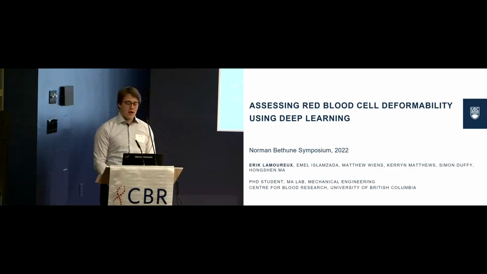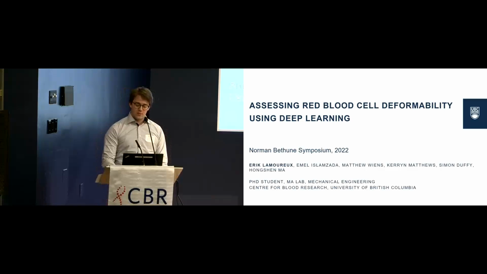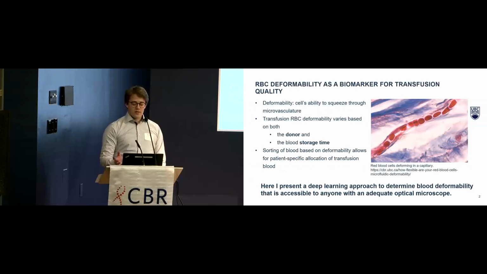Today I'll be discussing how to assess red blood cell deformability using deep learning. Red blood cell deformability is an important biophysical property that determines the cell's ability to squeeze through and navigate the body's microvasculature. Transfusion red blood cell deformability varies based on both the donor and the blood storage time.